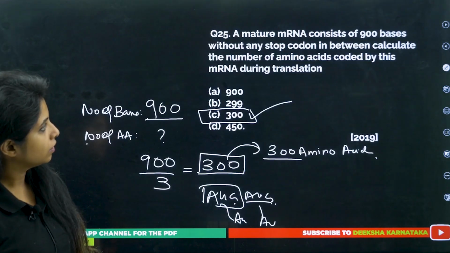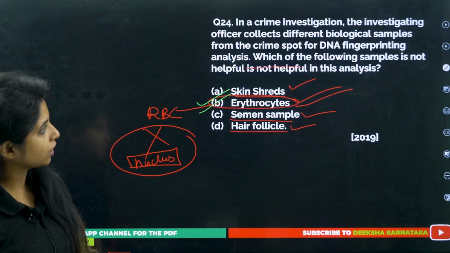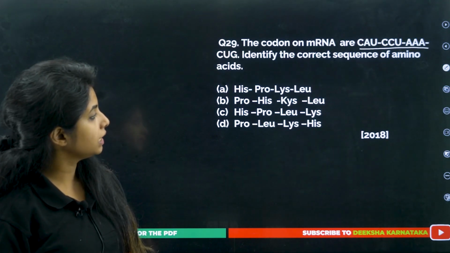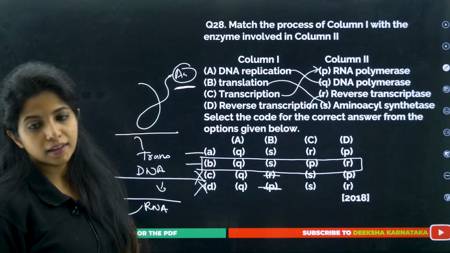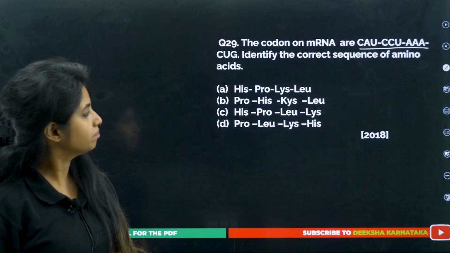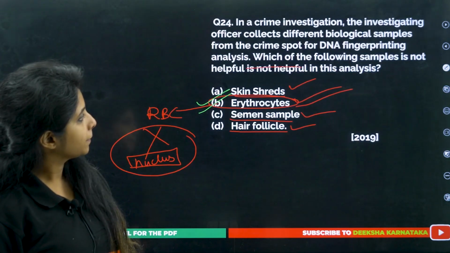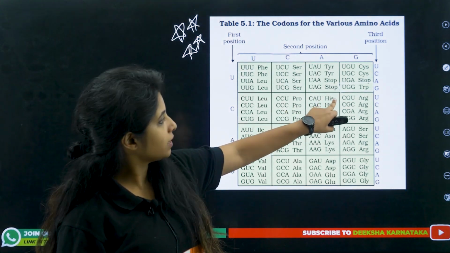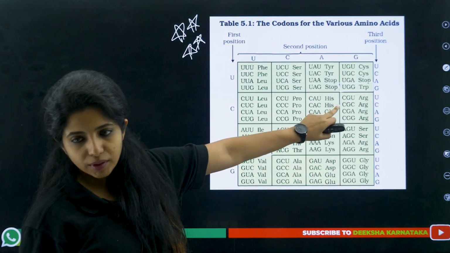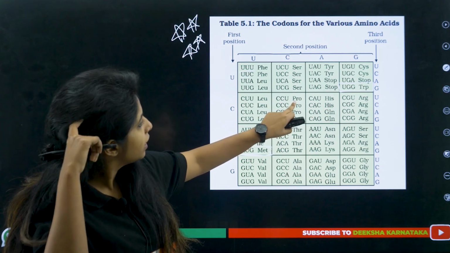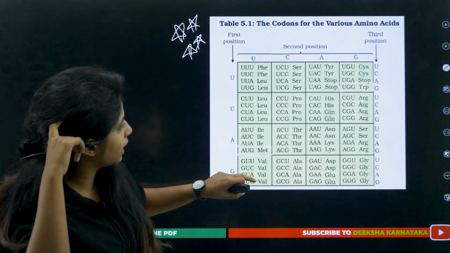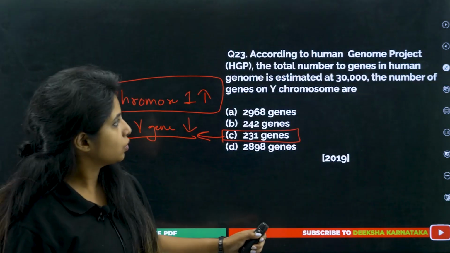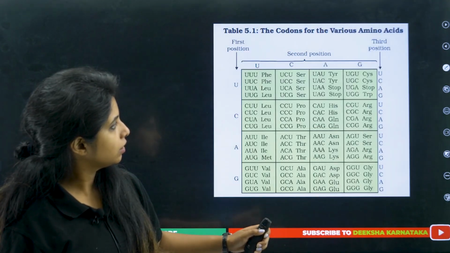So let's see. CAU, CCU, AAA. CAU, as I said, is for histidine. CCU, it was asked, is for proline. And then AAA is there. Where is AAA, my dear children? It will be somewhere here. Yes, it is for lysine.